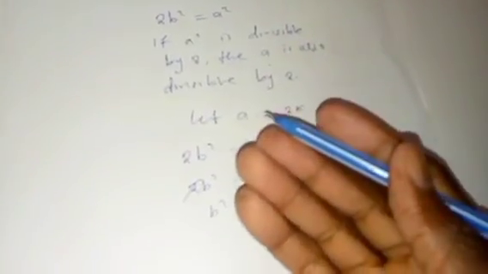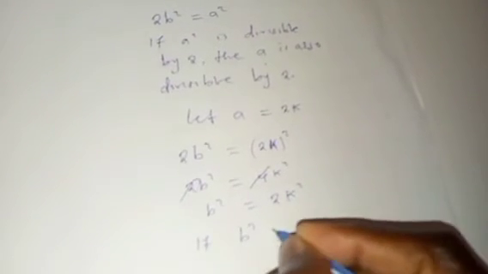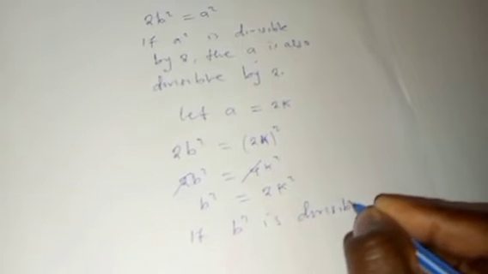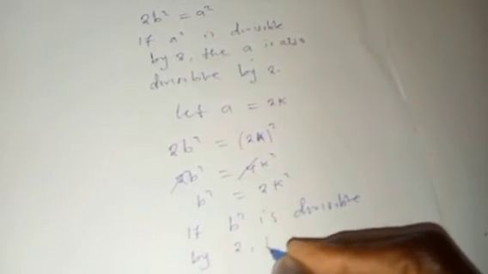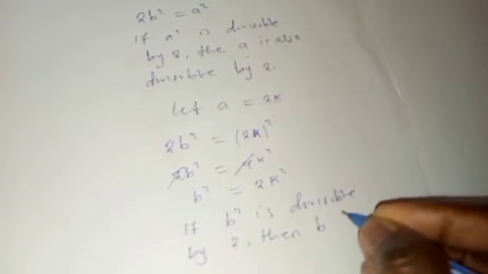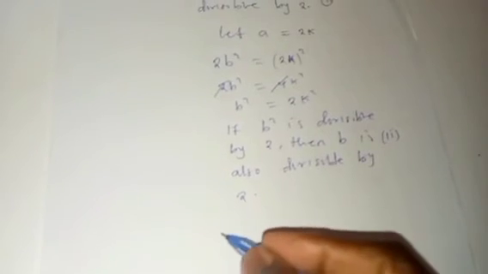And then here again you write a similar statement, which is the one on top somewhere there. You say if b square is divisible by 2, then b is also divisible by 2. Okay, so from these two statements, this becomes my second statement and this one becomes my first statement. So conclusion now, how do you conclude? You say from 1 and 2.